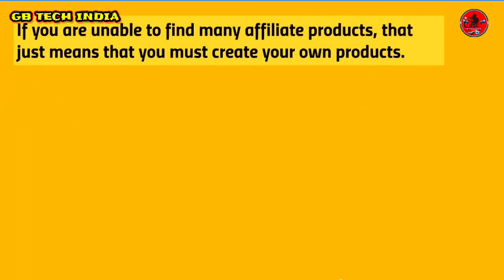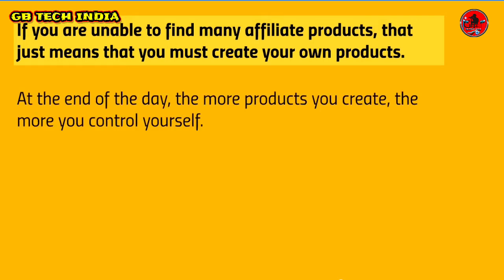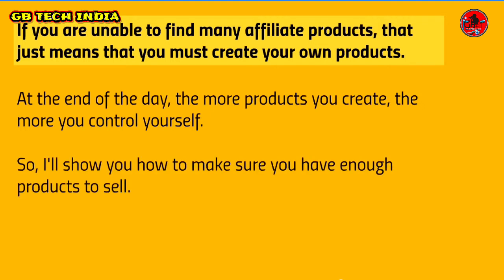So here's the thing. Finding affiliate products is great. It allows you to focus on your blog. But if you're unable to find many affiliate products, that just means that you're going to have to create your own products or find private label rights products. But I want you to understand that at the end of the day, the more products you create, the more you actually control yourself. So you actually own these products.